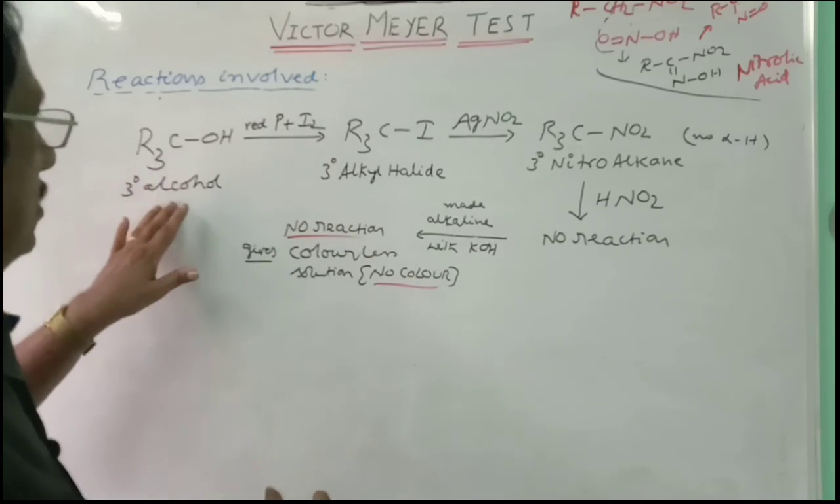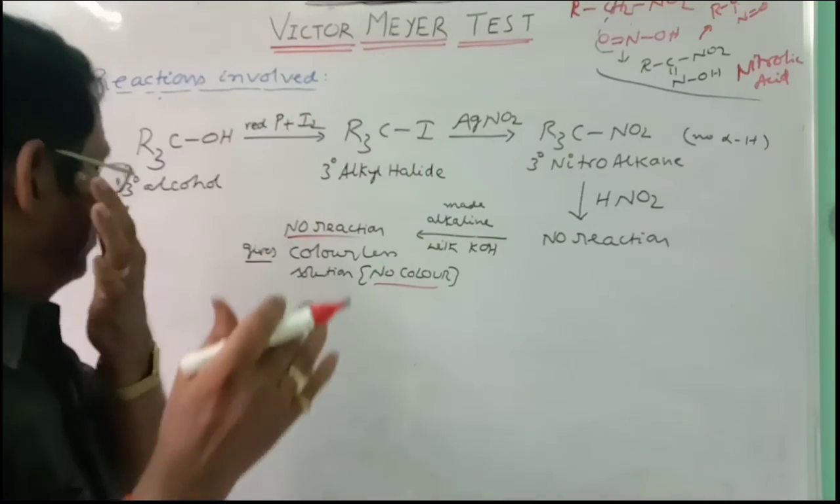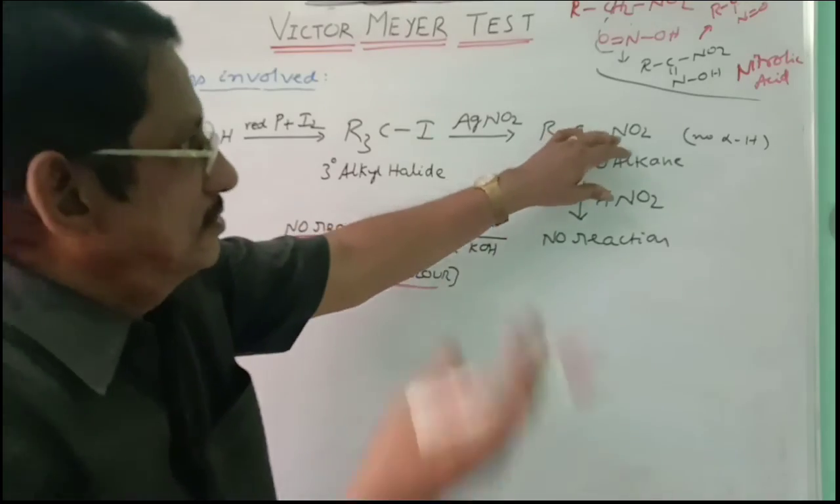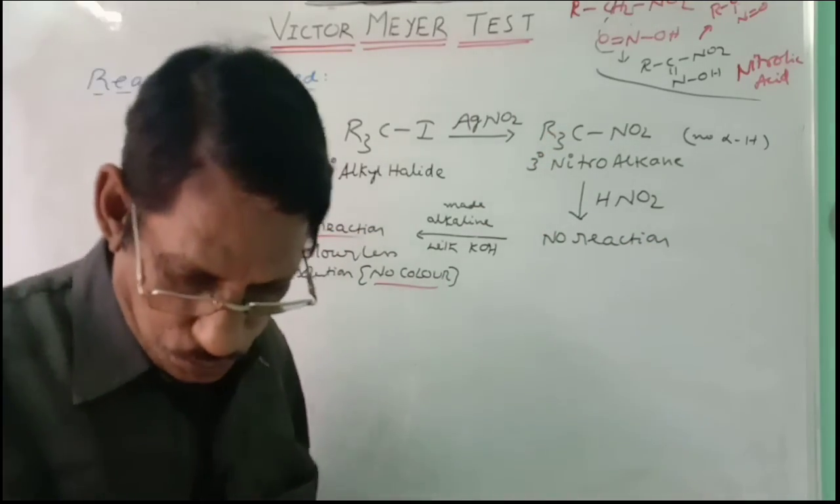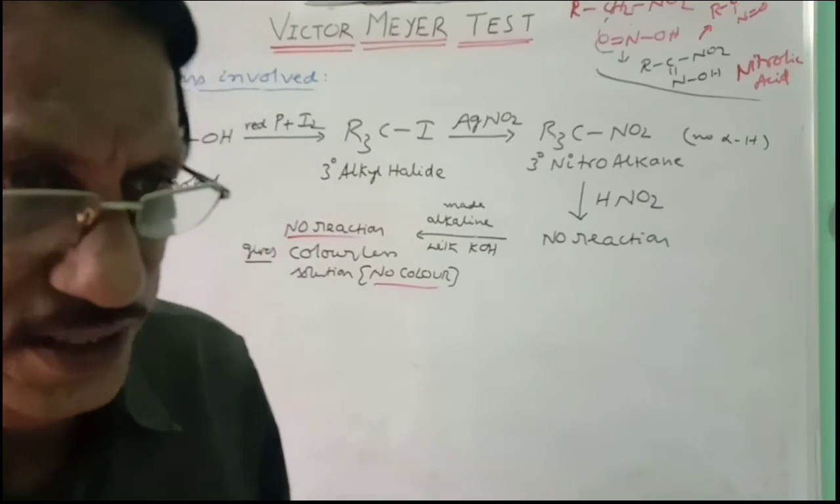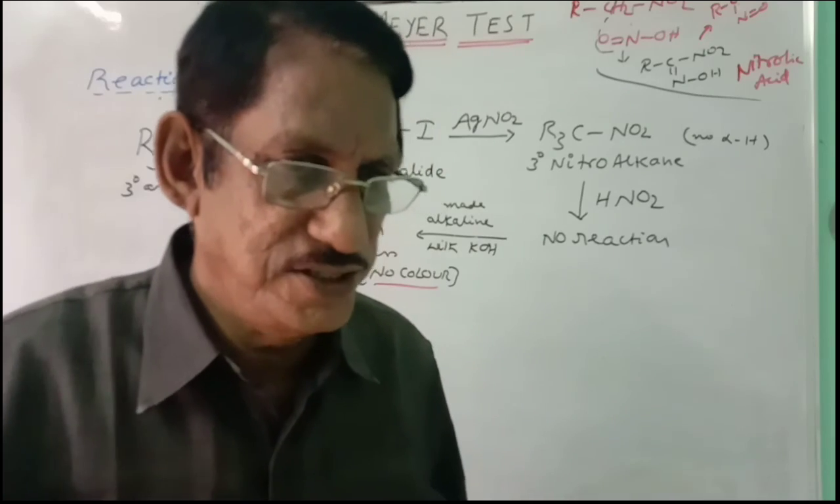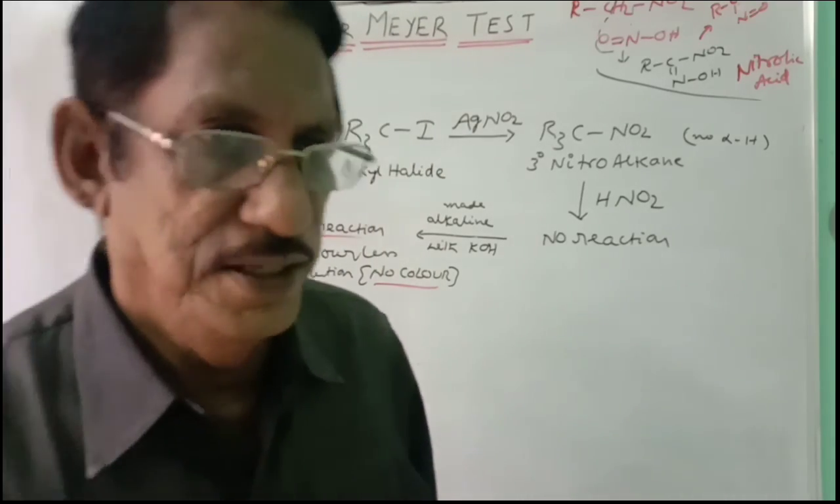So this is the way. If it is tertiary alcohol, start from this point. If it is tertiary alkyl halide, start from this point. If it is tertiary nitroalkane, start from this point. No reaction, no colored solution. This is how we can distinguish primary, secondary, tertiary alcohols, alkyl halides as well as nitroalkanes. This is the advantage of the Victor Meyer test.